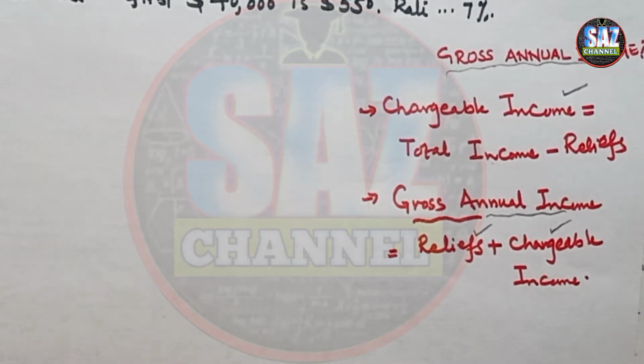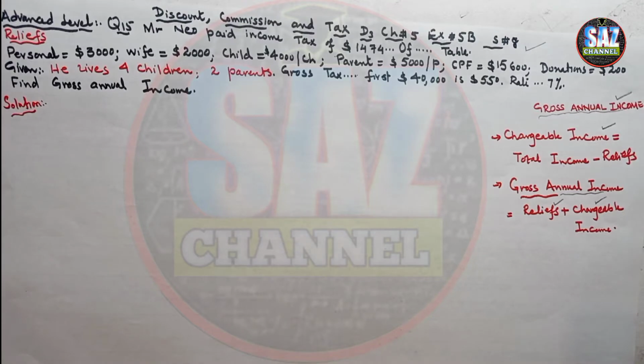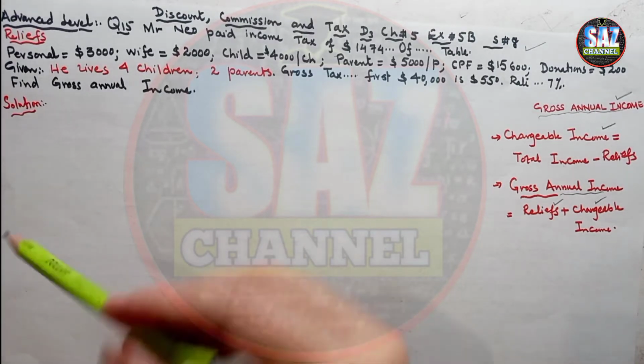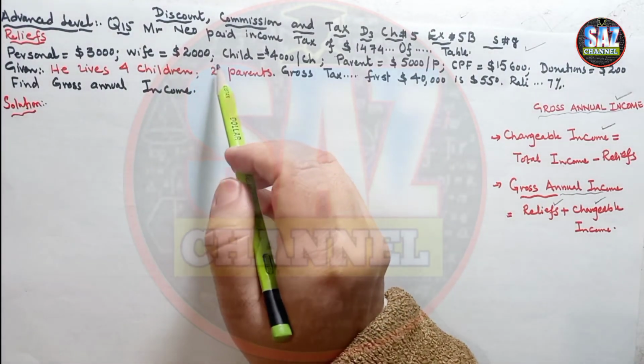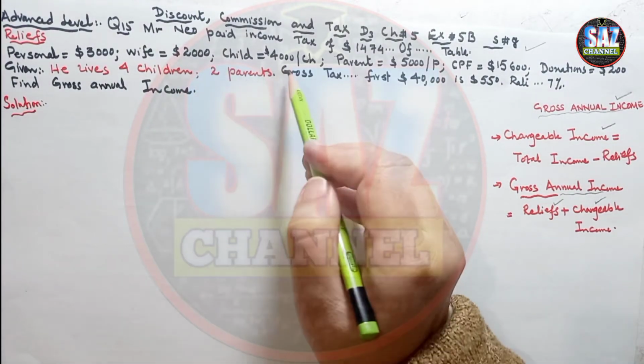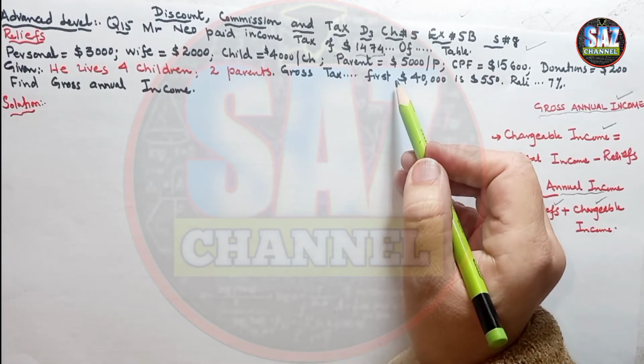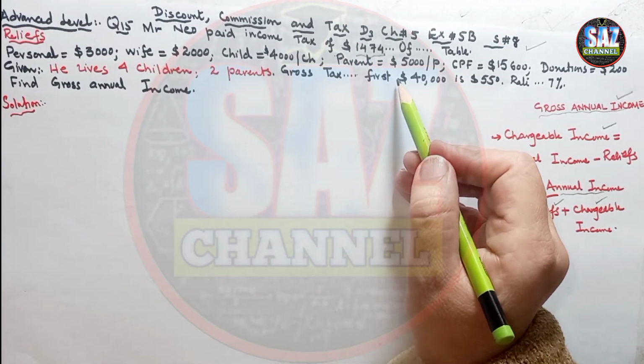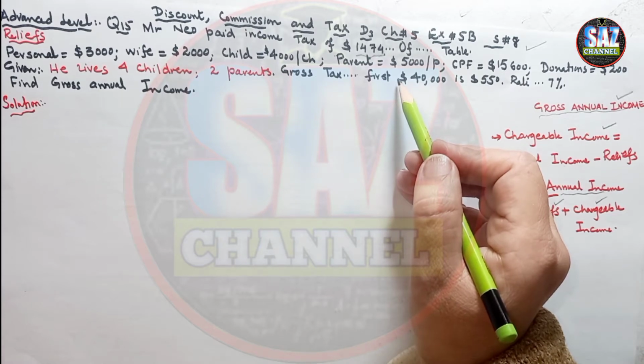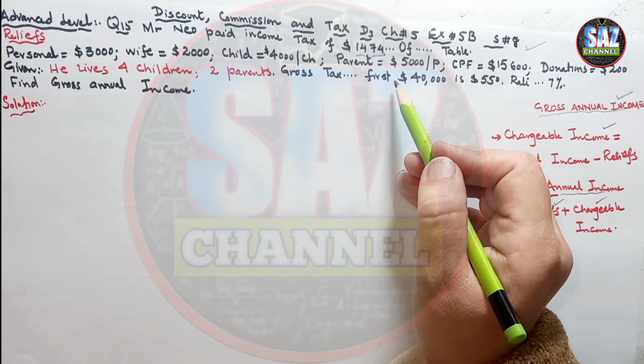Let's move to question number 15 and let's read the question from the book carefully. Question says that Mr. New paid an income tax of $1,474 for a particular year of his gross annual income. The amount that will not be subject to income tax is given in the table.